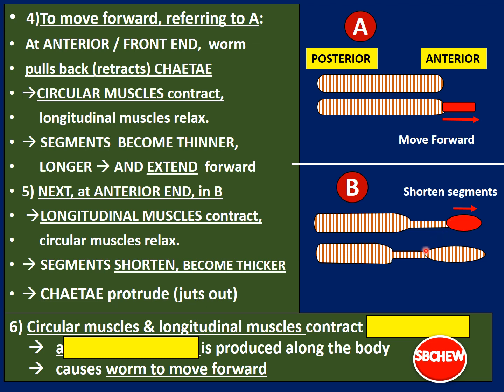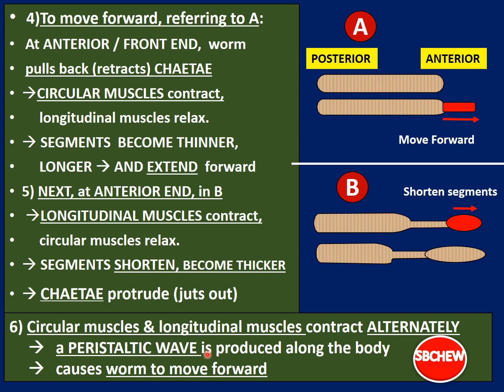Next, circular muscles and longitudinal muscles contract in what manner? Alternately. So what wave is produced? A peristaltic wave is produced along the body, which causes the earthworm to move forward. So that's the answer. There are more than enough points to get 10 marks. And this is a model answer given for this essay question.